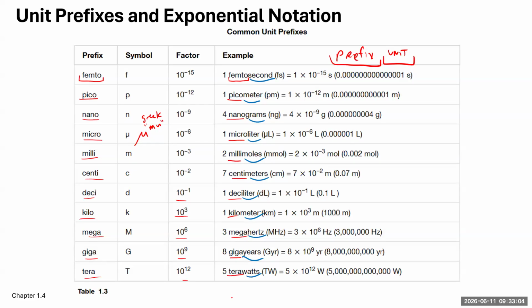So again, it's the prefix, then the unit. The prefixes can work with any unit, right? And you're going to have these factors available. So either print this slide out or make your own, but you're going to use these a lot. So have these handy for when you need them.